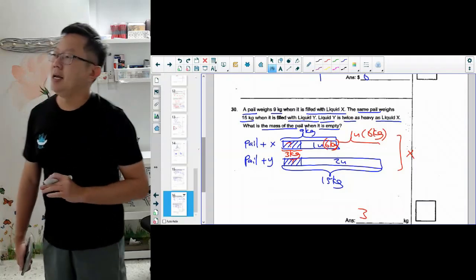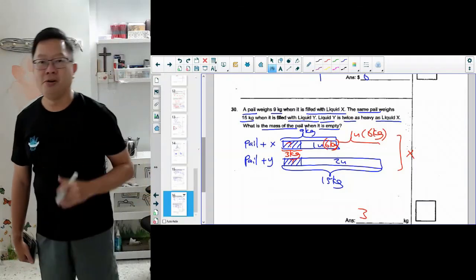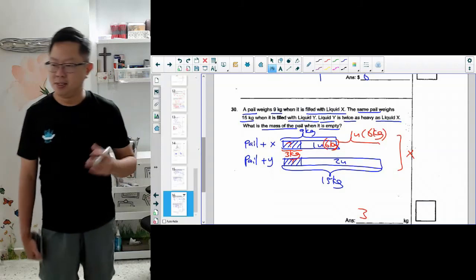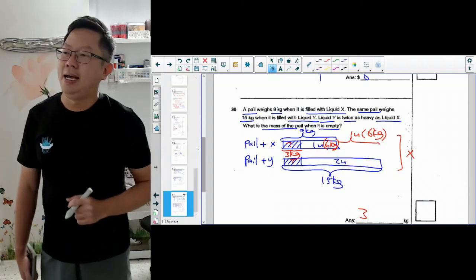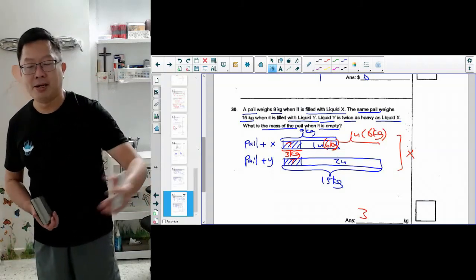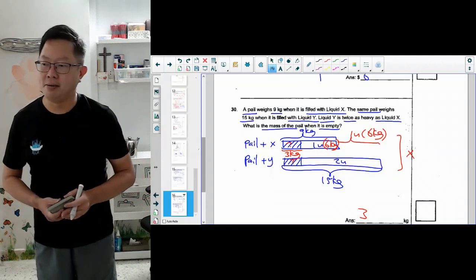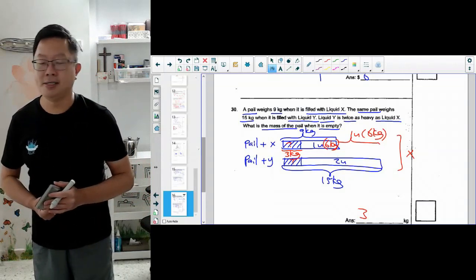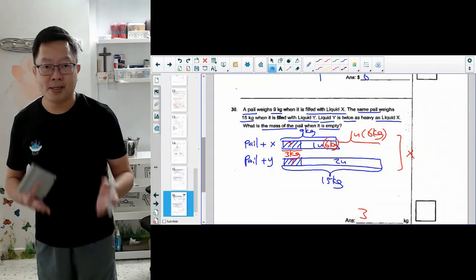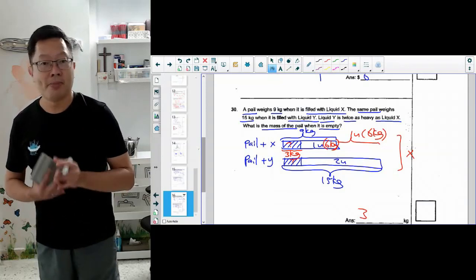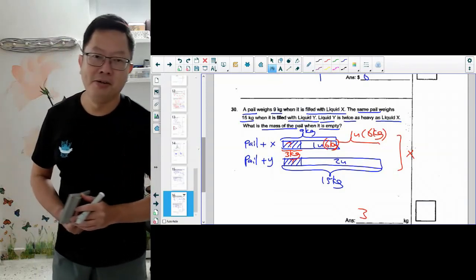Alright, so that's the end of our paper 1 lesson. So stay tuned for some more lessons to come. I'll be posting more lessons on paper 1. And also in the weeks to come, I'll also be posting some heuristic lessons, lessons on methods that you can apply to solve difficult problems. Alright, so stay tuned for the next lesson.